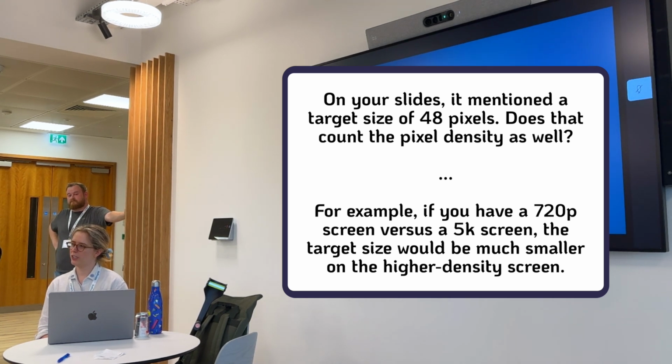I don't believe so, off the top of my head. I'm not sure. So if you've got a 720 screen versus a 4K screen, and you did it pixel to pixel, that touch size for all intents and purposes would be much smaller on the high density. Yes, I see what you mean.